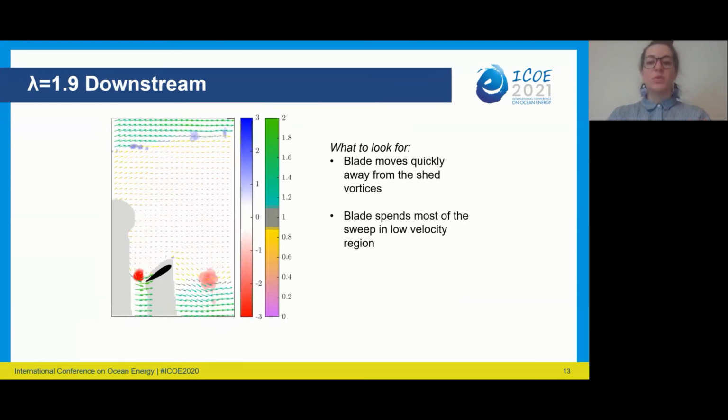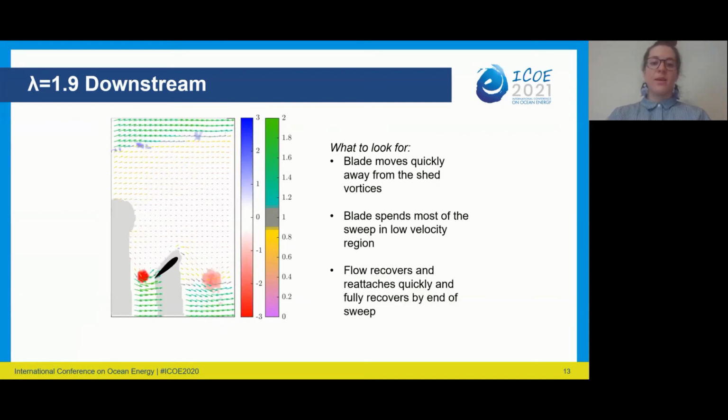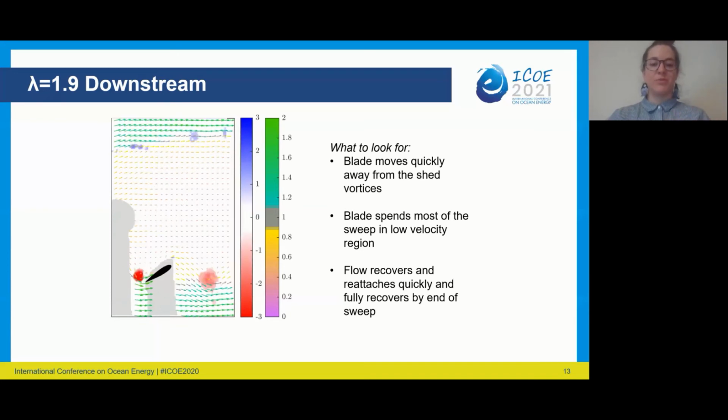Importantly, the blade spends most of the sweep in a very low velocity region, and the flow appears to recover early on in the downstream sweep and appears fully recovered by the time the blade is traversing back into the upstream sweep.